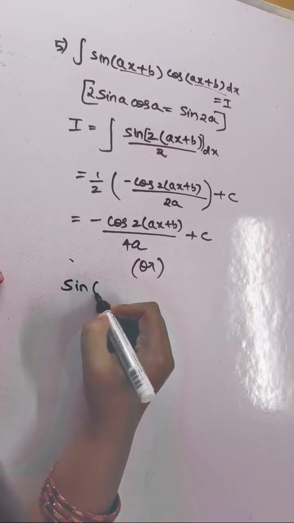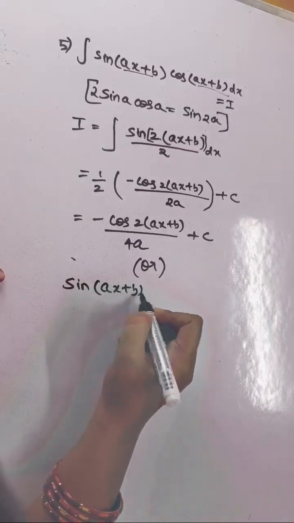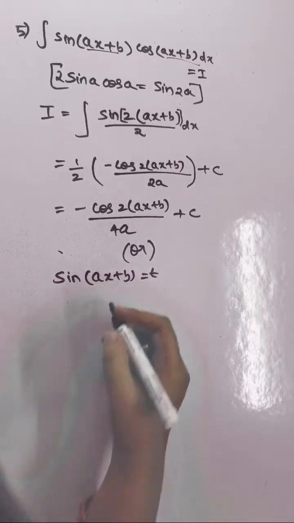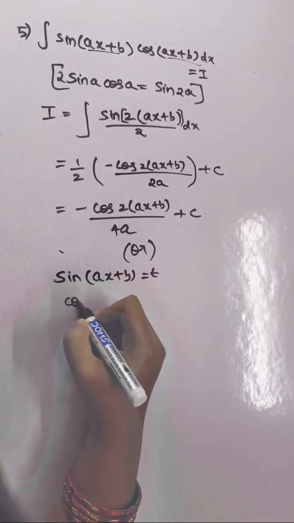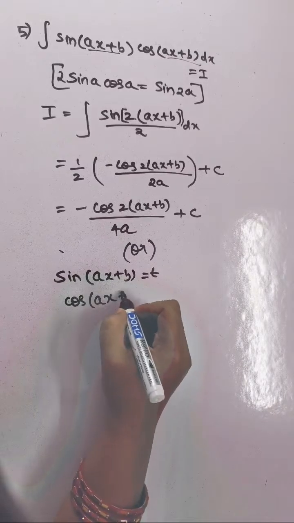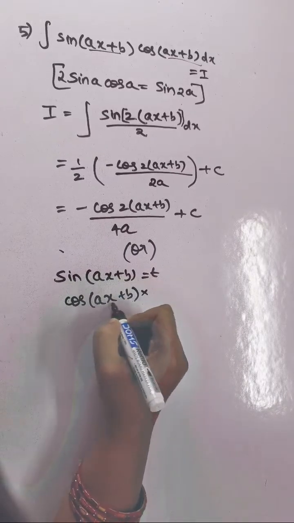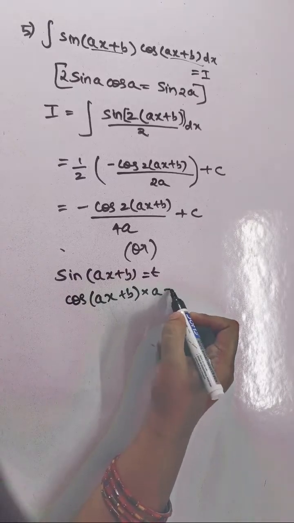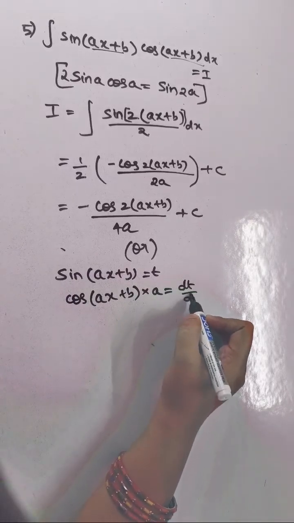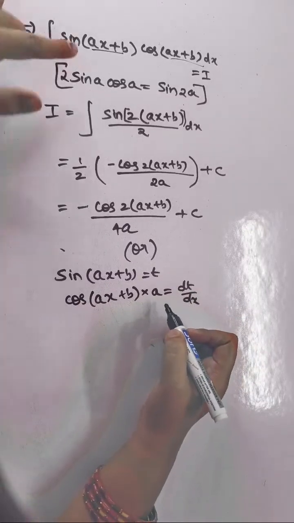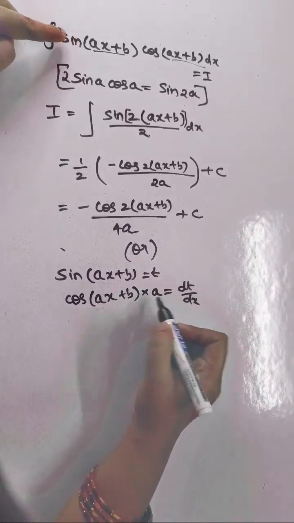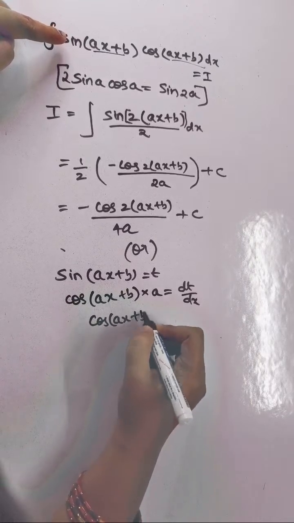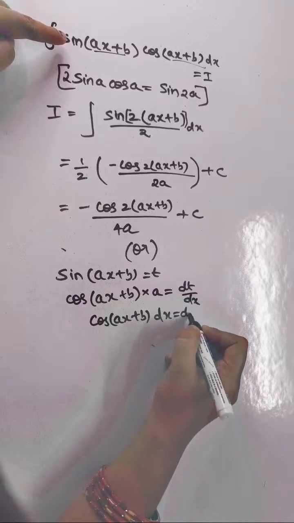If you are doing it by substitution, sin of ax plus b, let us take it as t. So I'll get, when differentiating, cos of ax plus b into the derivative of ax plus b, chain rule, isn't it? So you'll get a dt by dx. We don't have this a in the question, so bring dx to that side. So cos of ax plus b dx is equal to dt by a.